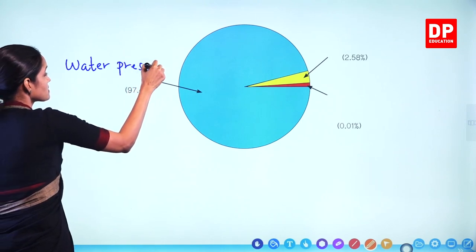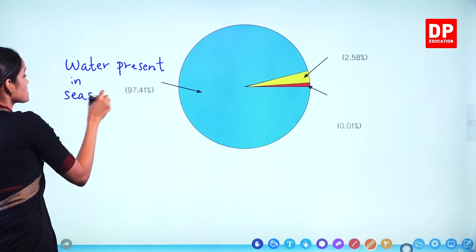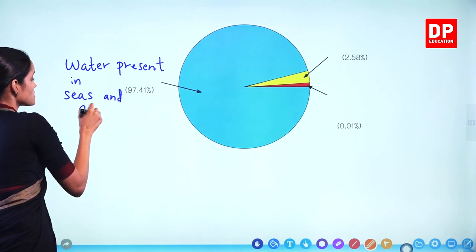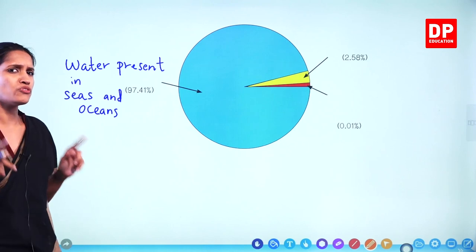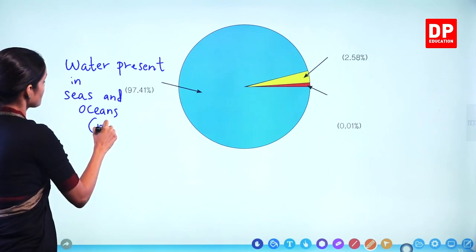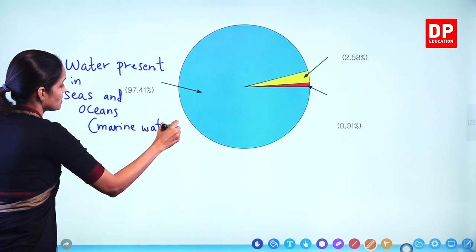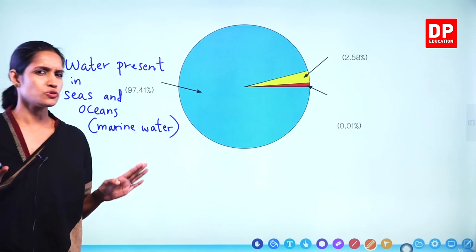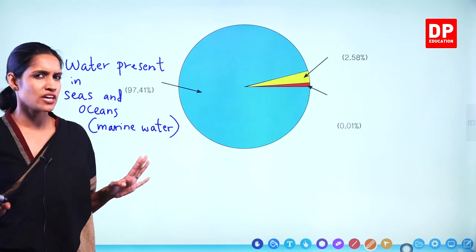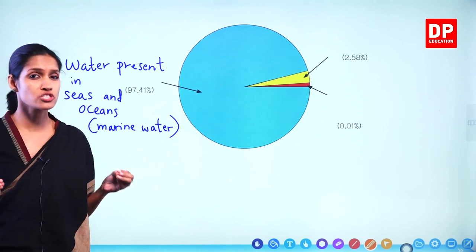Water present in seas and oceans, which means this is marine water. Can we use marine water in our day-to-day activities? We cannot. We can use it to produce salt.